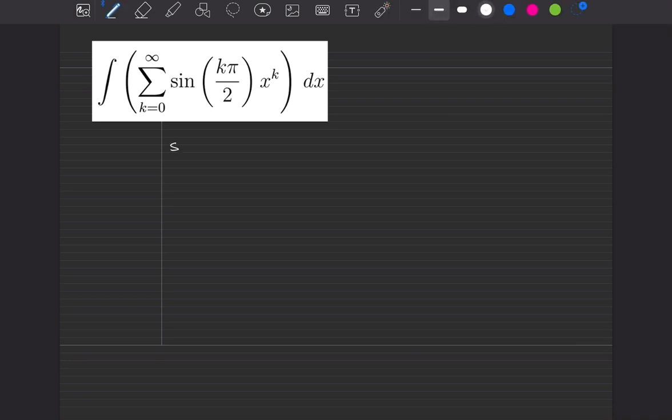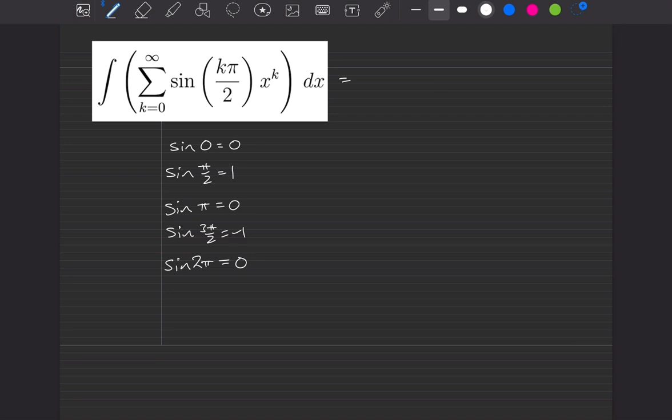So if we think about what that will give us in terms of sine, well, sine of 0 is 0. Sine of pi on 2 is going to give us 1. Sine of pi itself will just be 0. And then sine of 3 pi on 2 is negative 1. And then next will be sine of 2 pi, which is the same as sine of 0, so that will also give us 0.